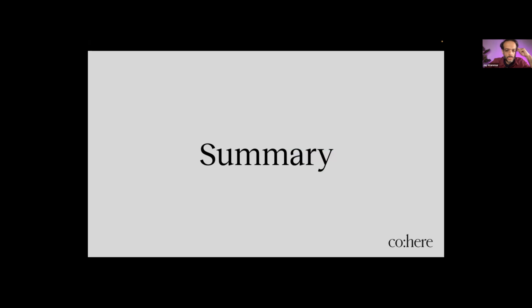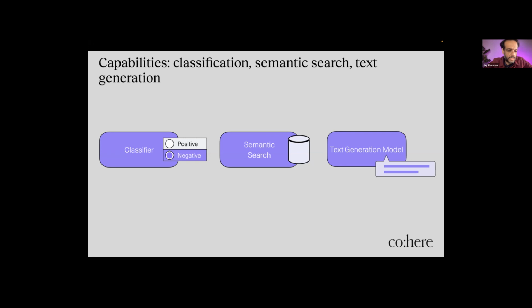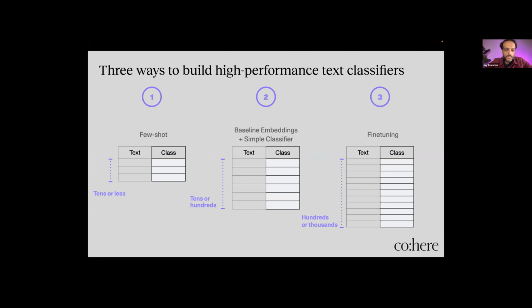Quick summary: we talked about these three use cases of large language models: classifiers, neural or semantic search, and text generation models. There are three high-level ways to build high-performance text classifiers. You can use few-shot examples for large language models, you can use the baseline embeddings with a simple classifier, like a logistic regression or SVM, or you can fine tune, and that's where you get the absolute best model for your use case.